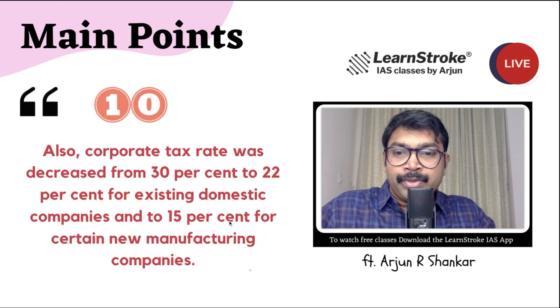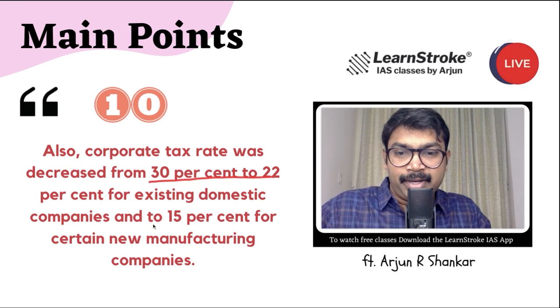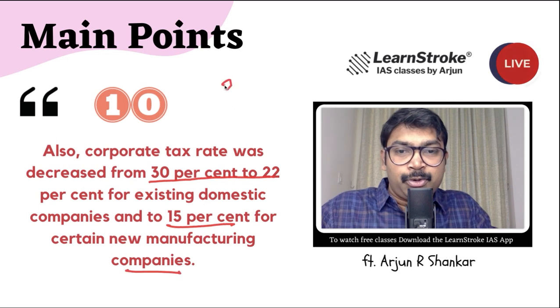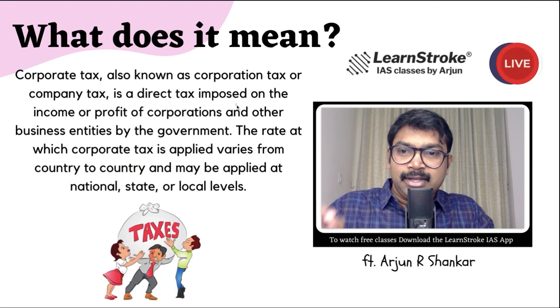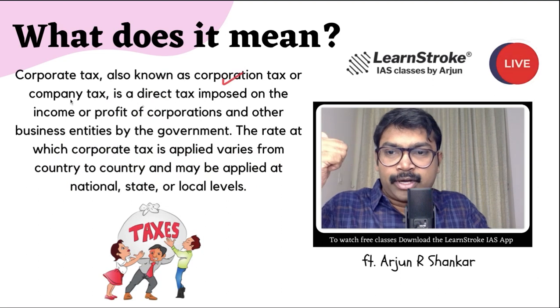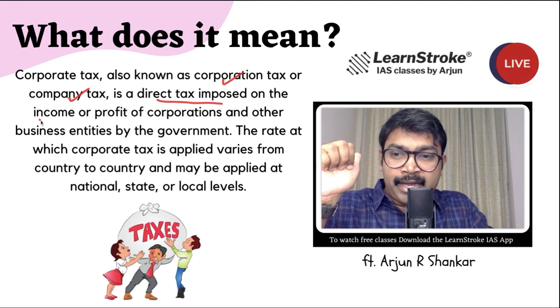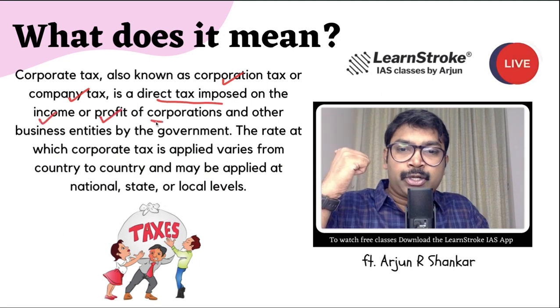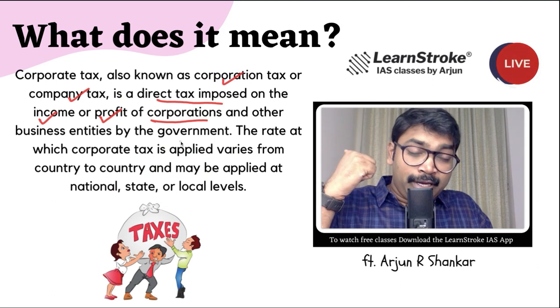Okay, moving on. The corporate tax rate was decreased from 30% to 22% for existing companies, and to 15% for certain new manufacturing companies. So it is coming down from 30 to 22, and for some companies it is just 15. So corporate tax is actually decreased. Let's understand what corporate tax means. Corporate tax, also known as corporation tax or company tax, is a direct tax imposed on the income or profit of corporations and other business entities by the government. So it is actually taxed on your income or profit.